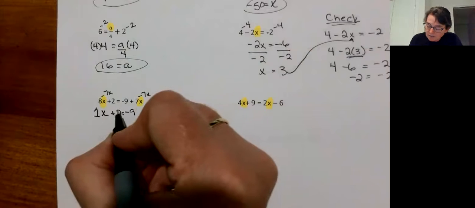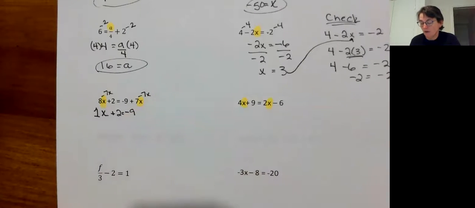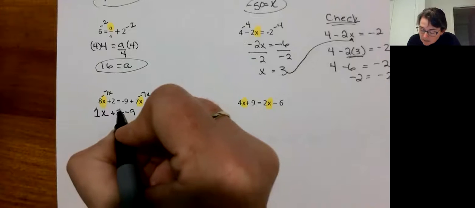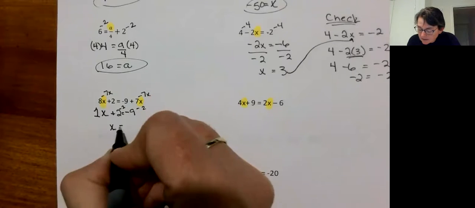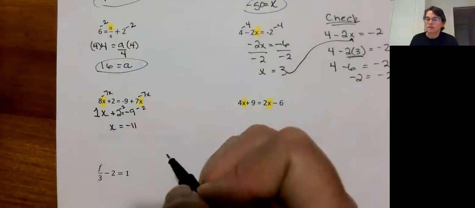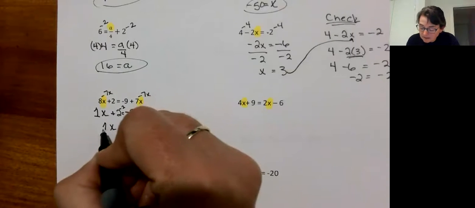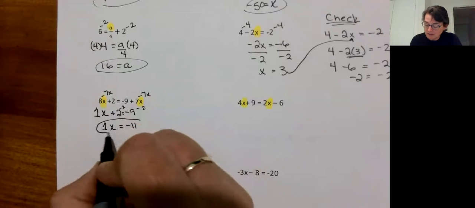Now I want to move the 2 to this side because all x's are on the left here, so I want all my numbers on the right-hand side. So subtract 2, x is equal to -11. I dropped the 1 because it's not necessary, but you know what? If you like it, enjoy. There's my final answer.